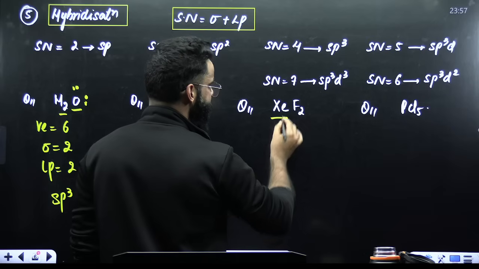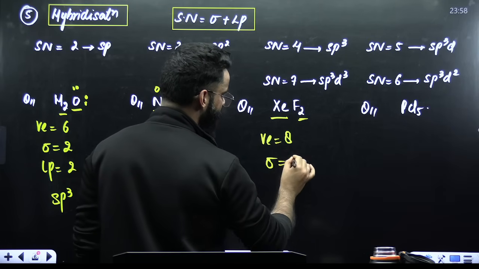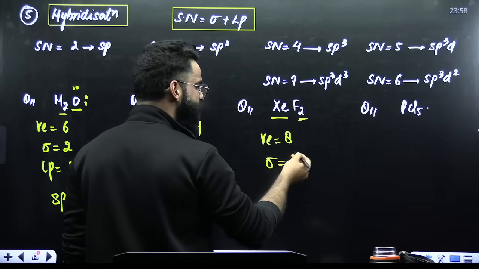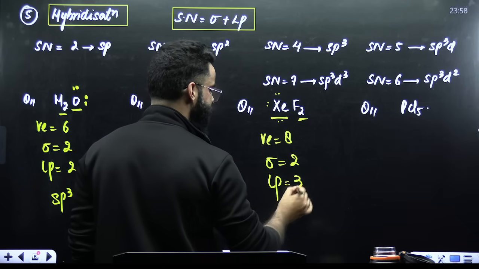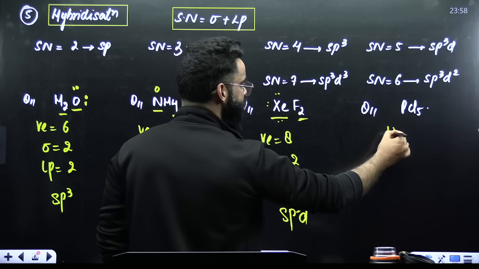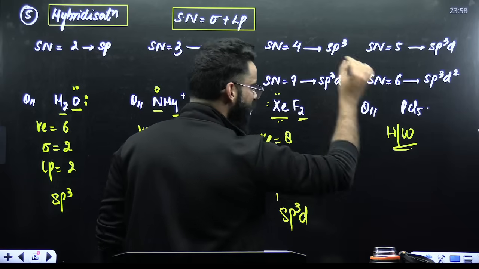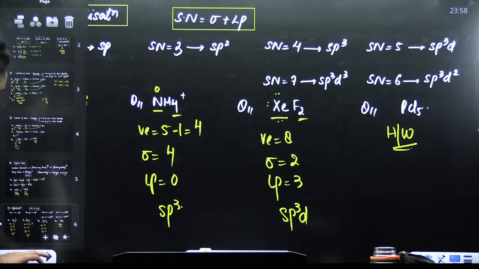XeF2, for example, xenon. How many valence electrons does xenon have? 8. How many surrounding atoms? 2. So sigma bonds are 2. Out of 8 valence electrons, 2 have been utilized. So 6 will be there in the form of 3 lone pairs. So 3 plus 2 is 5. Hybridization will be sp3d. Right? This is your homework question. Do let me know in the comment section of this video, what do you think is the hybridization of phosphorus in PCl5?